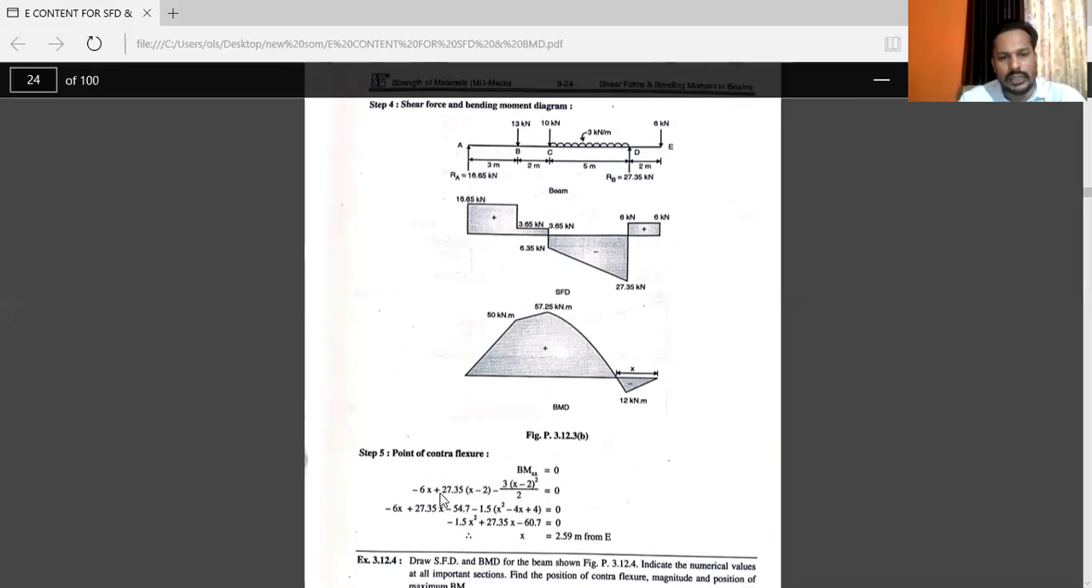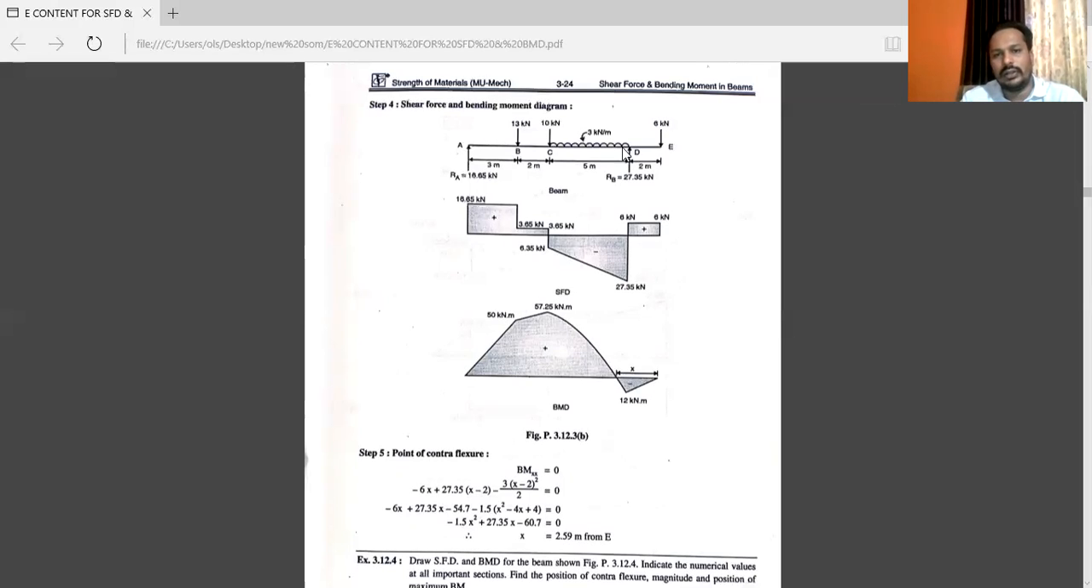There is only one unknown, that is X. You can calculate the value of X. The important thing is that you can consider either the left side of the X point or the right side. Here we have taken the right side. If you want to calculate at left, you can calculate at left also. But try to select the side where minimum forces are there. So it will be easier to solve the problem.